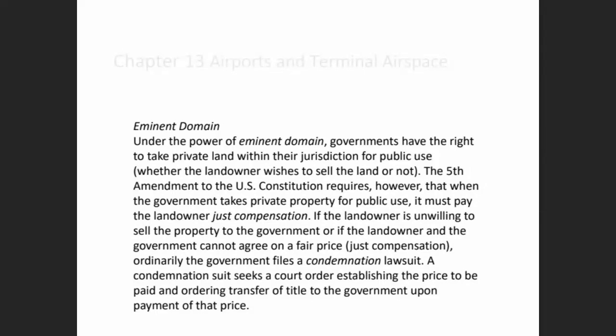If the landowner is unwilling to sell the property to the government, or if the landowner and government cannot agree on a fair price, just compensation, ordinarily the government files a condemnation lawsuit. A condemnation lawsuit seeks a court order establishing a price to be paid and ordering transfer of title to the government upon payment of that price.